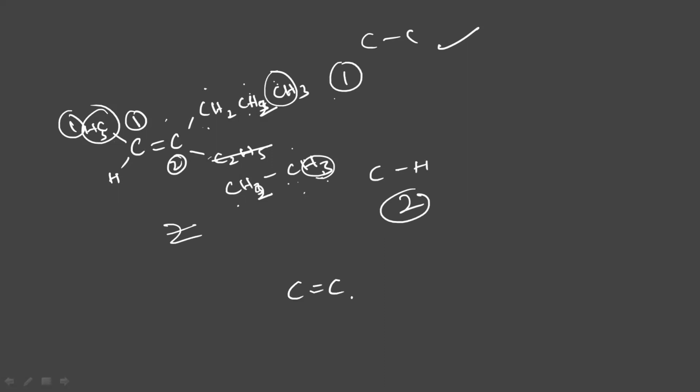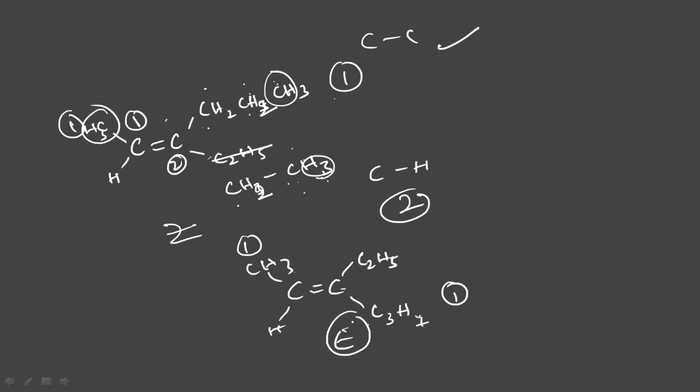And if it is like this, C3H7, and then C2H5, and then CH3, and then hydrogen. So more priority is here, more priority here. This would be E. So this is called EZ.